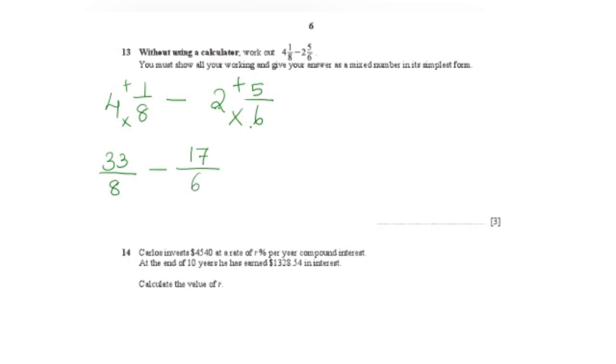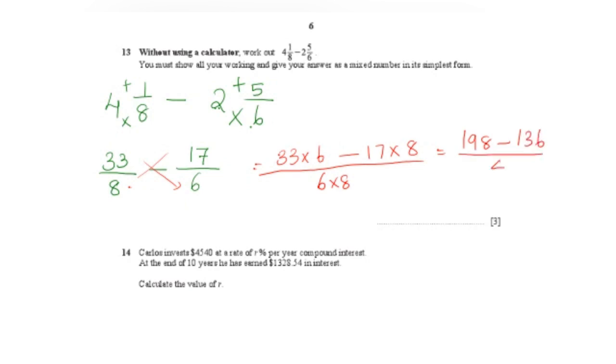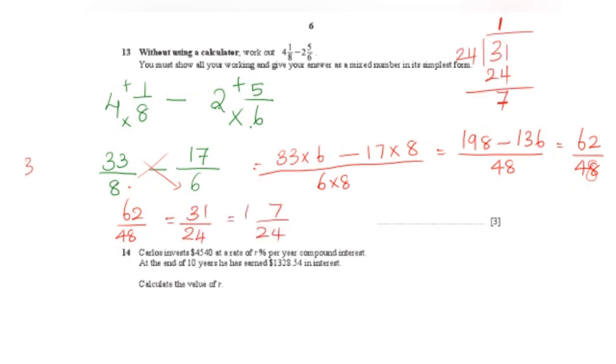Now here either you can cross multiply or make the denominator the same. So I am going to cross multiply. 33 times 6 minus 17 times 8, the whole divided by 6 times 8, which is 198 minus 136 divided by 48. That is 62 by 48. These can be further simplified. So our final answer comes as 1 7/24.